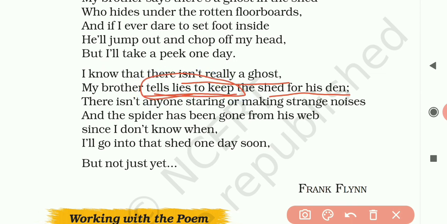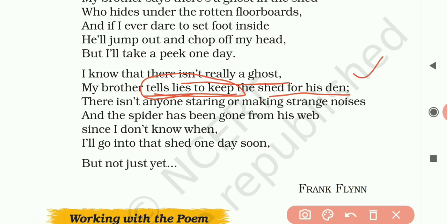That's why he says that my brother tells lies to keep the shade for his den. वो अपना बनाकर रखने के लिए उस जगह में कोई ना जाए, खास करके अपना भाई, छोटा भाई ना जाए. That's why he doesn't want his brother to go there and play. He wants that to be only his, right? That's why he is trying to create a ghost story so that this little boy will get terrified, and due to fear he would not go there.